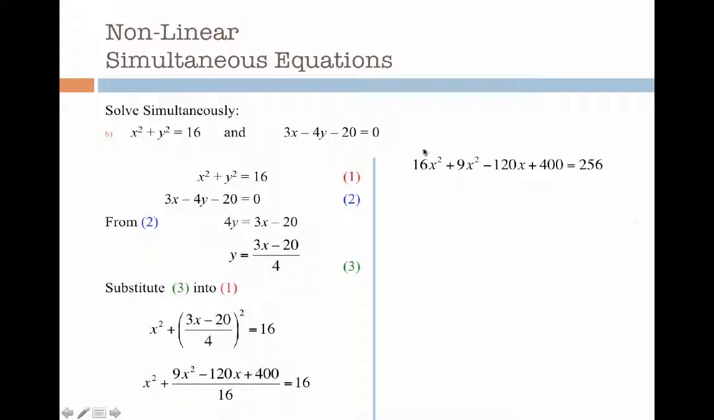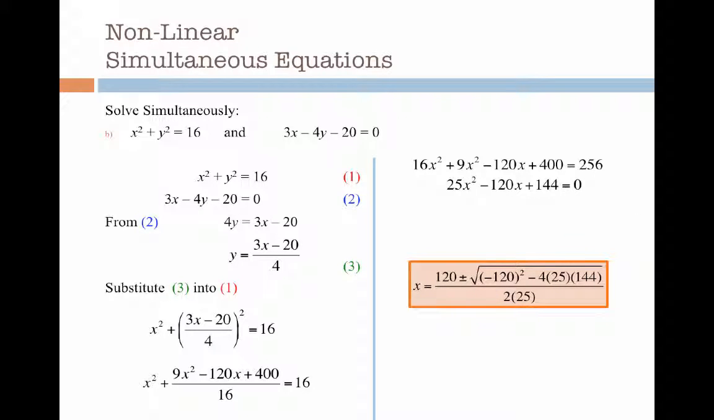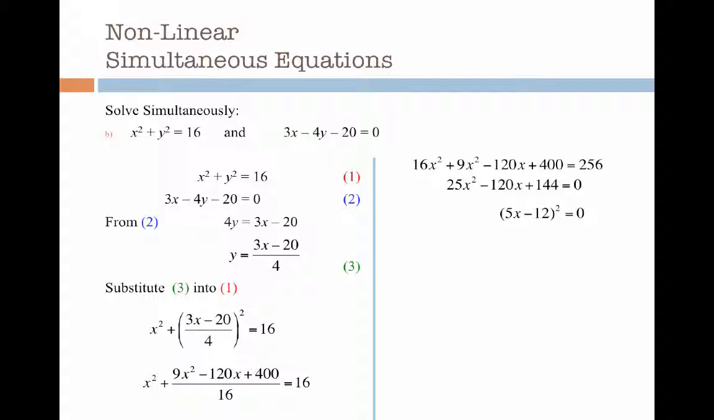What I'm going to do now is gather together these like terms, so I get 25x squared minus 120x plus 144 equals 0. That's my general form. And now I want to solve for x. Now, it's completely up to you how you do this. You might like the quadratic formula and substitute that into your calculator and get an answer. However, I personally like the factorized version because I notice that this is a perfect square, that I can rewrite 25x squared minus 120x plus 144 as (5x minus 12) all squared.